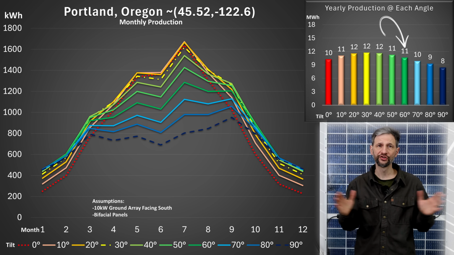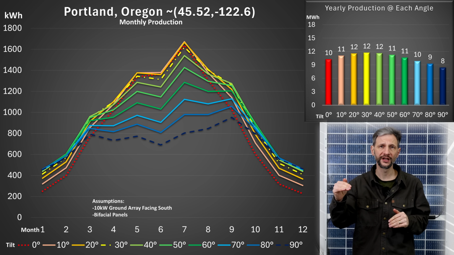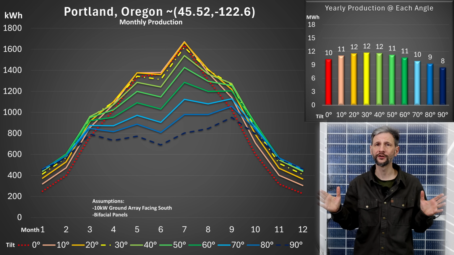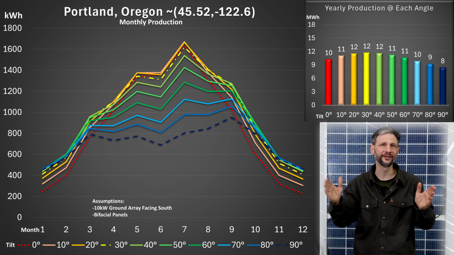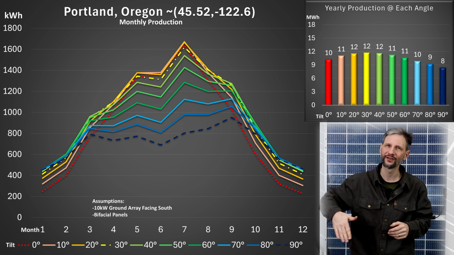60 degrees would be a good choice here. It gives you good snow shedding with near max performance in the winter and very little compromise in the summer. Also, 60 degrees is about the steepest you can go with fixed tilt systems.